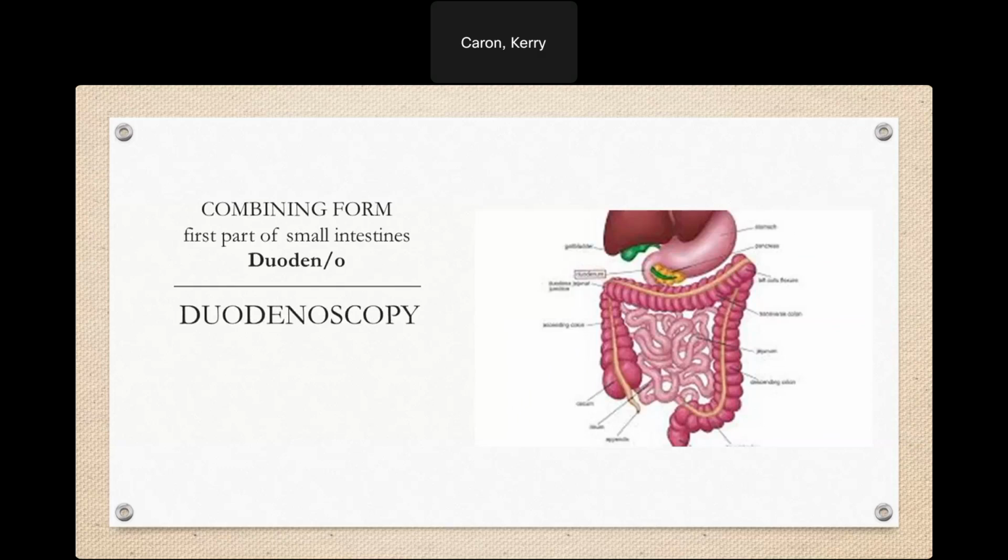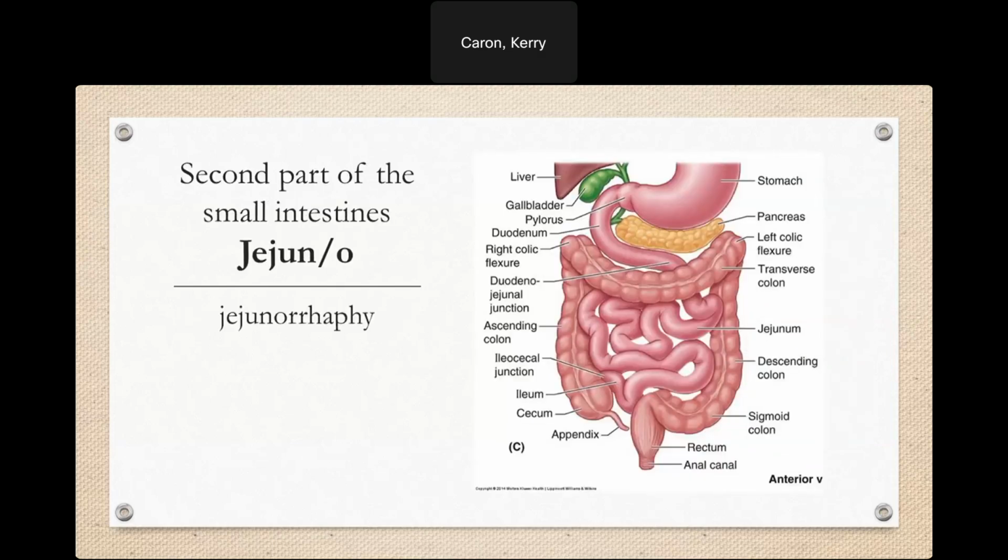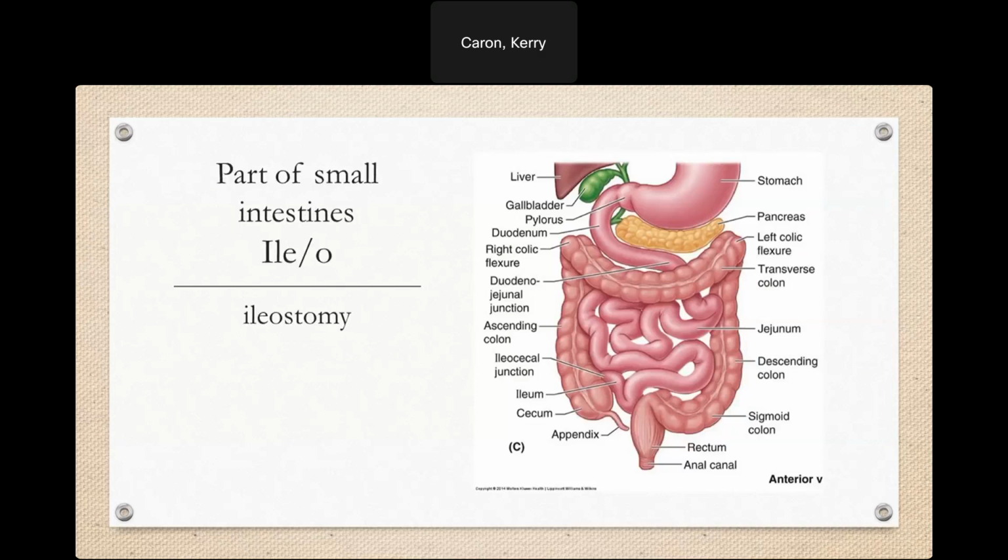Duodeno sounds just like duodenum. So duodenoscopy is the process of visually examining the duodenum. Jejuno is the jejunum. So jejunography is suturing the jejunum. The second part, DJI. And ileo is the third part, and that's the ileum. So an ileostomy is a formation of a mouth or an opening of the ileum.